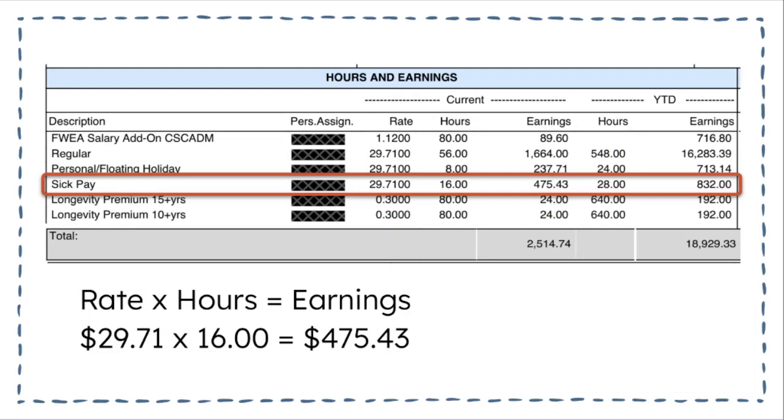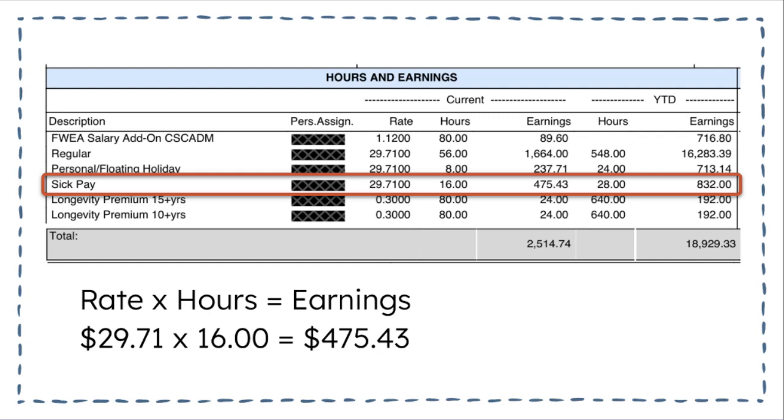Getting back to the hours and earnings, you might see lines for sick pay, extended hours, other leaves, or FWEA 18 PD hours. These are typically calculated in terms of hours, so you can see how many of those hours are being accounted for in this particular paycheck. Again, if you multiply the rate amount by the number of hours listed, it will equal the amount listed in the earnings column. You can also see how many of these hours have been used year to date since January.